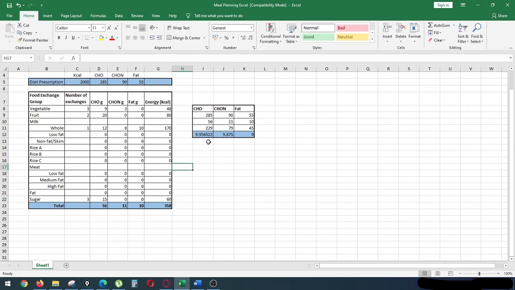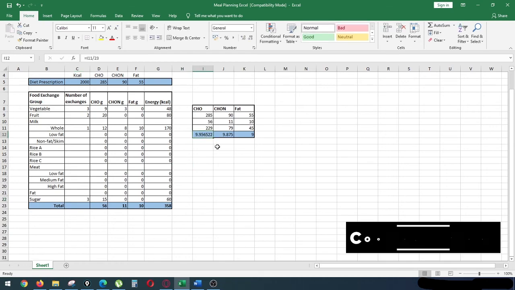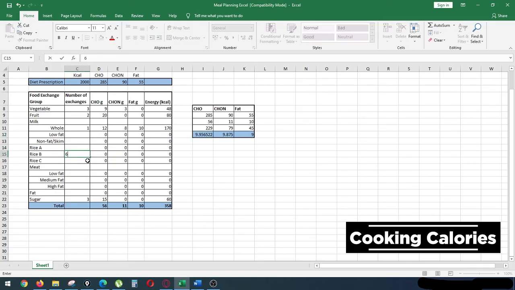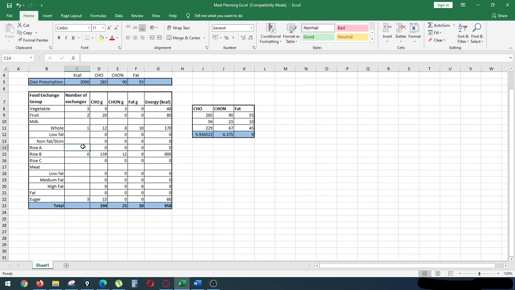For the rice exchange, you are allowed 10 exchanges of rice. Let's distribute that one. 6 exchanges for rice B, 2 exchanges for rice A, and 2 exchanges for rice C. Let's take a look at the total. So it's again balanced, 285 and 286. Next one, let's see, 7.3. You can have 7.5 exchanges of meat.